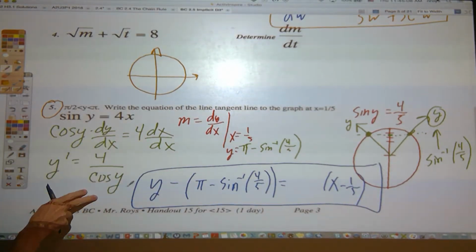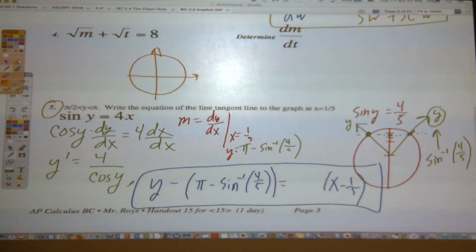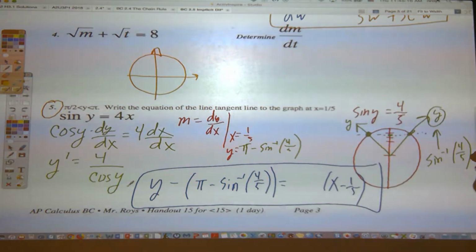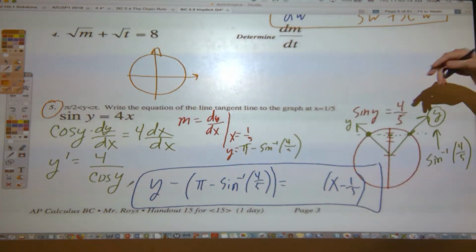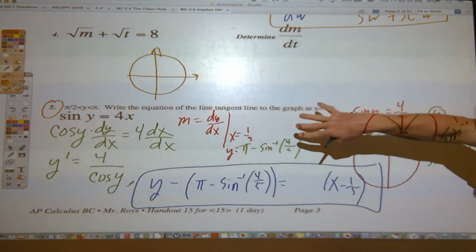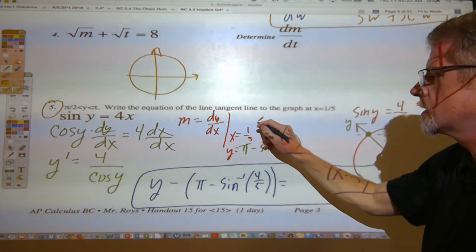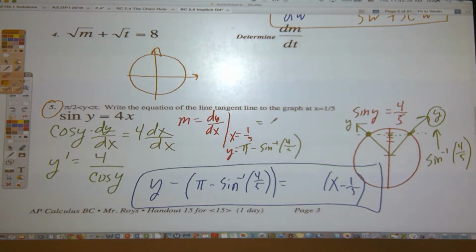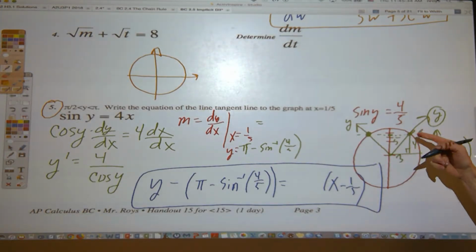I came up with 4 over cosine y. That's what I have for the formula. And, oh, this is interesting. Cosine y. So it doesn't matter what x is. When I'm evaluating, all I need is cosine y. Oh, no way. 3, 4, 5. We can use our 3, 4, 5 triangle knowledge.